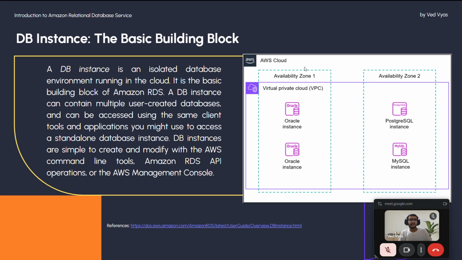As you can see here, we have one availability zone and we have another availability zone. AWS, as we know, is divided throughout the globe under various regions and availability zones. For example, this availability zone has two separate instances of Oracle database, and each database engine can have a lot of databases, and each database can have a lot of tables.